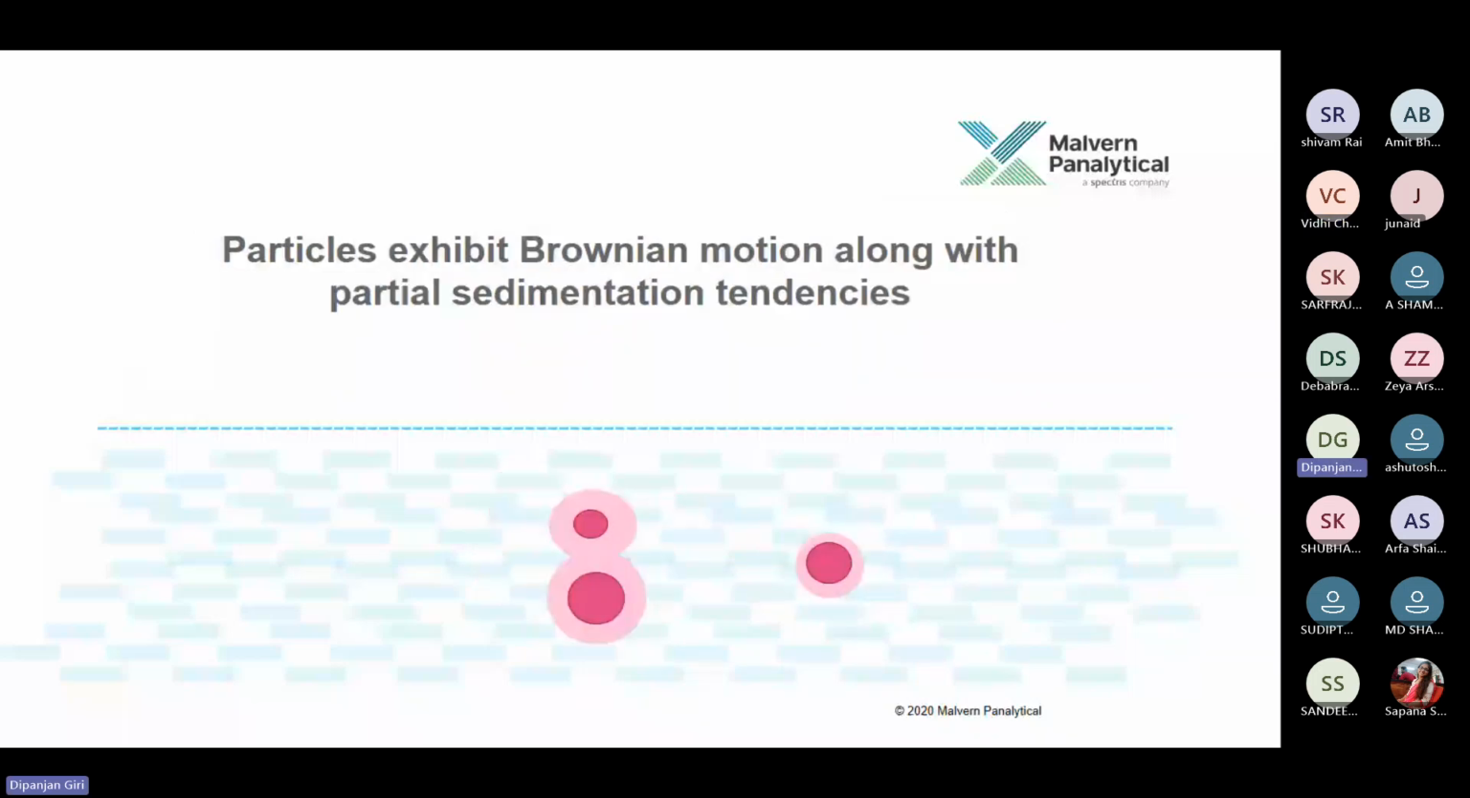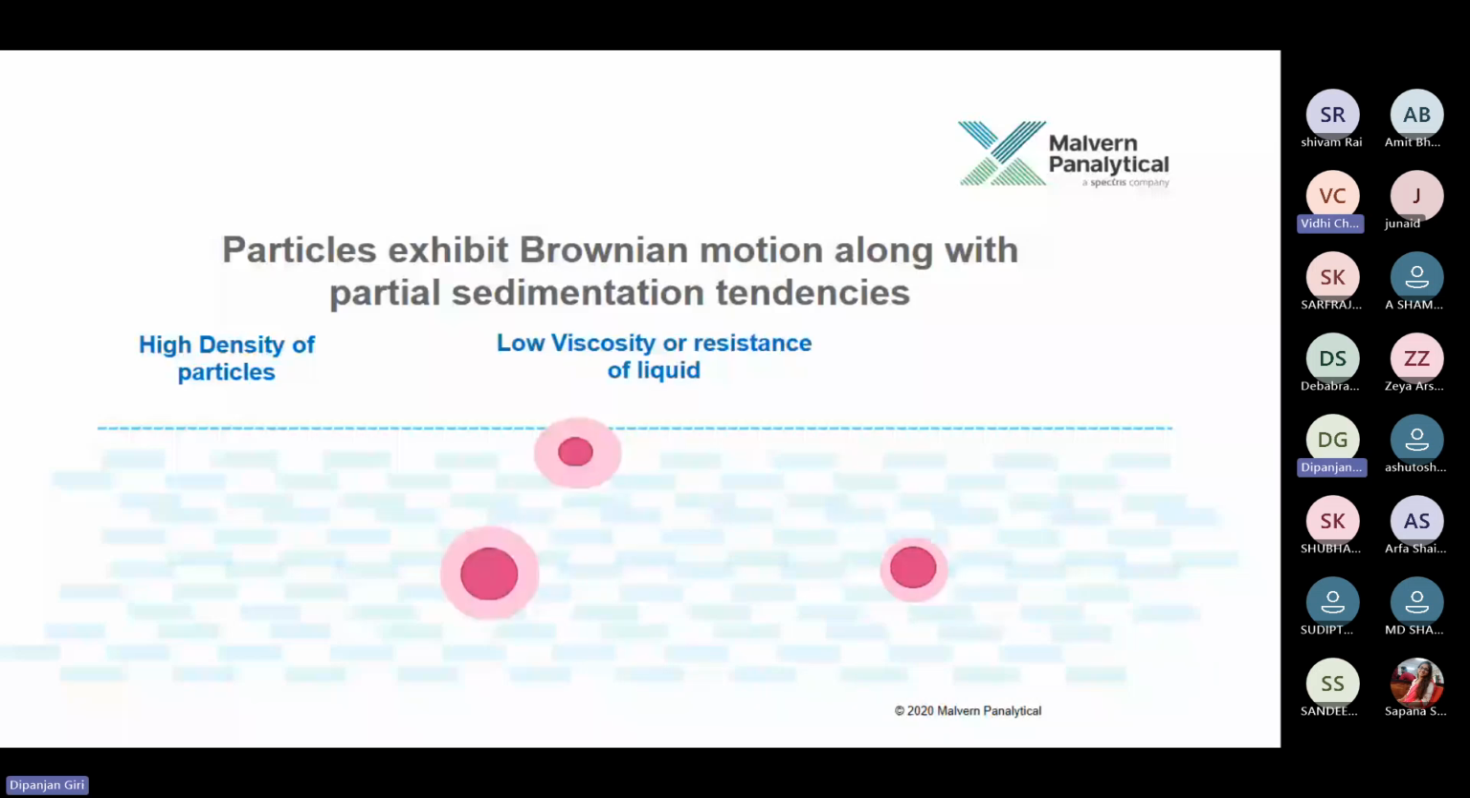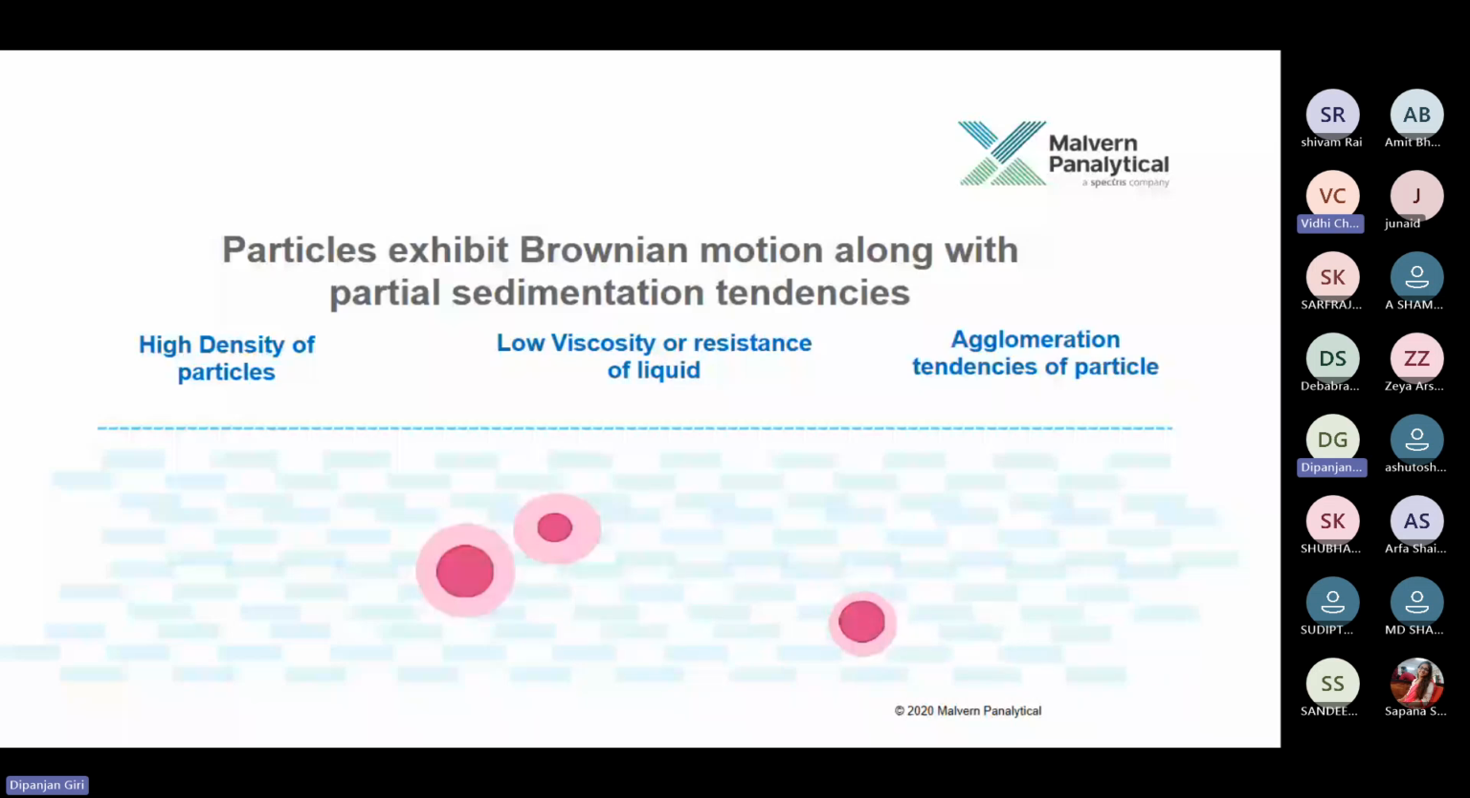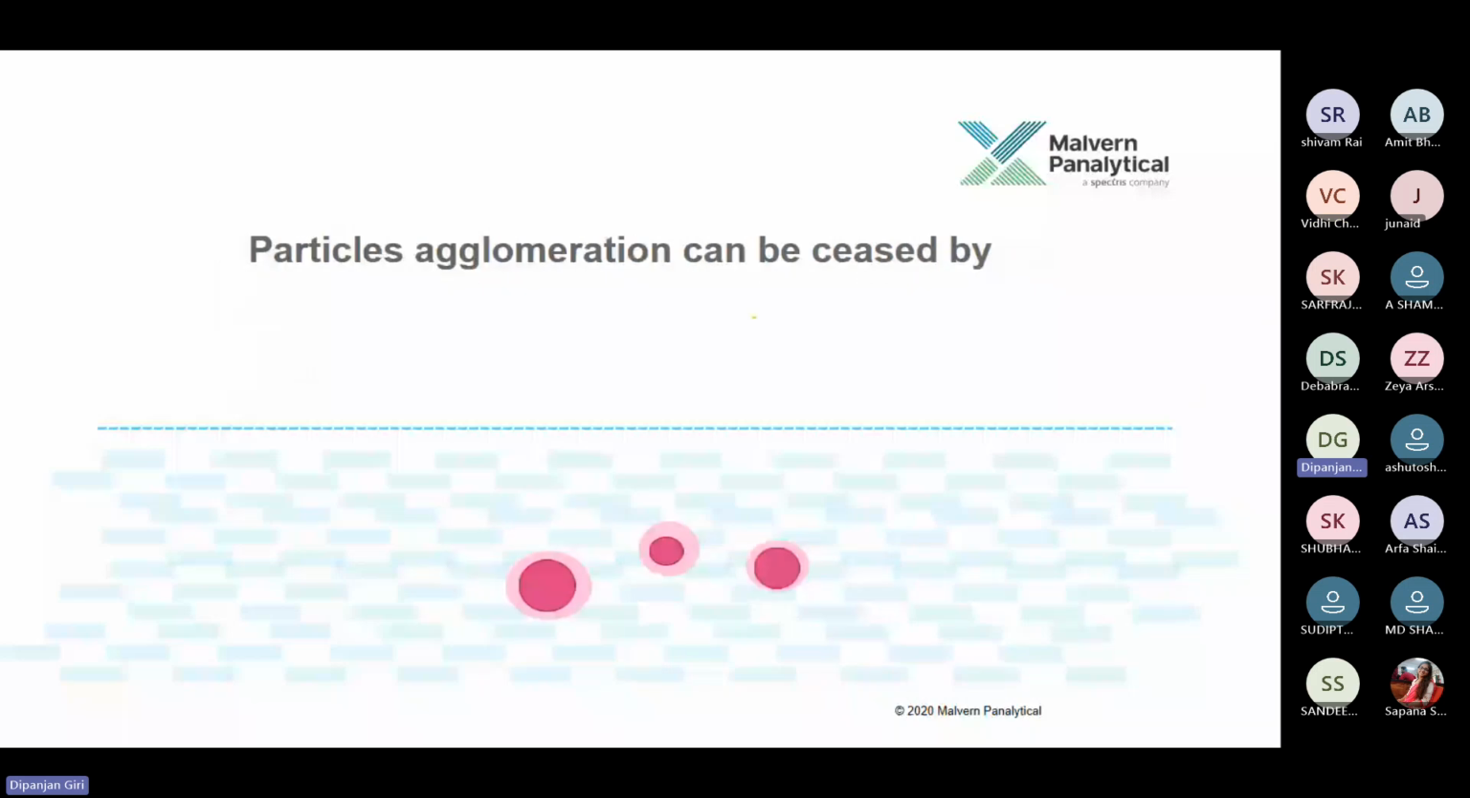So these charged particles will undergo Brownian motion, and there may be a tendency toward partial sedimentation. It depends on whether the density of the particle is too high, whether the viscosity or resistance of the liquid is too low, or whether there is an agglomeration tendency of the particle. So what we have to do is stop this agglomeration tendency of the particle.